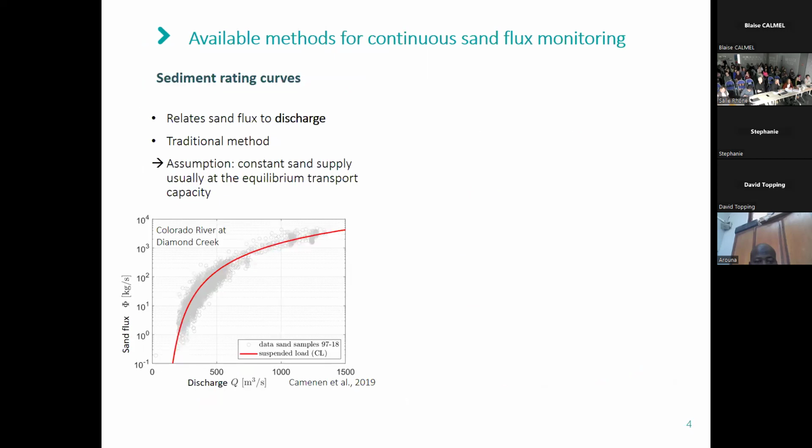To perform the continuous sand flux monitoring, several methods exist. I first present you here the sediment rating curves, which relate the sand flux with the river discharge. This traditional method is based on the assumption of a constant sand supply, which is usually at the equilibrium transport capacity. This means that for a specific discharge, only one sand flux is assumed. However, we can see with these measurements that important dispersion may be possible.